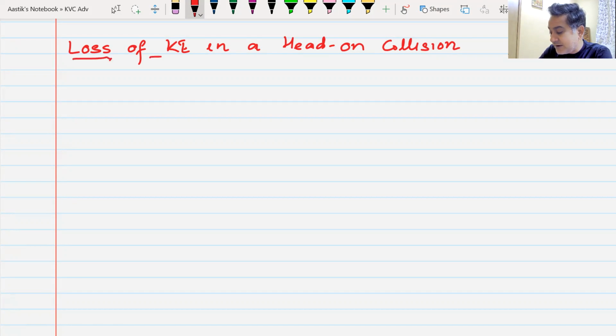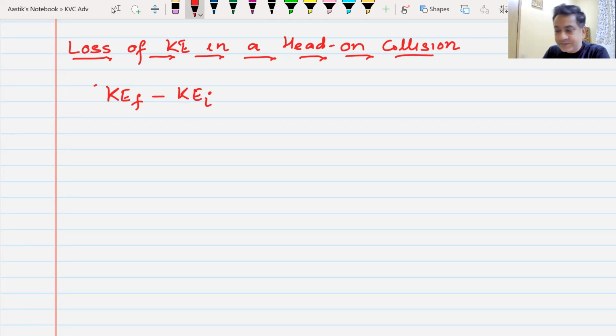These are the types of problems, head-on collisions, which are more likely to come. Oblique collision, a very difficult problem, will only come when JEE Advanced becomes very difficult, which is highly improbable. Anyways, what is the loss of kinetic energy in a head-on collision? Now, how do you find this loss of kinetic energy? The original formula is very simple. What will be the original formula? It will be KE final, the kinetic energy of all the particles, minus KE initial.